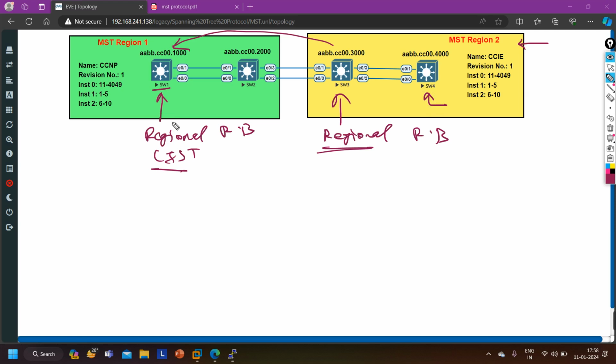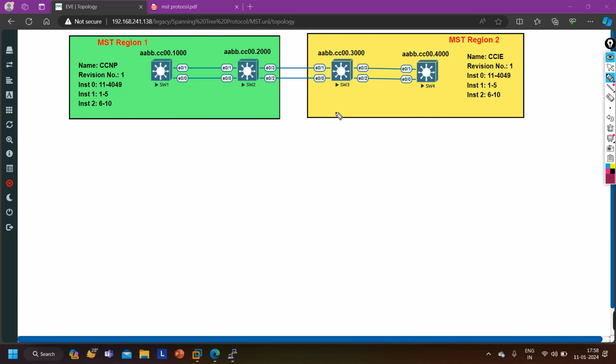Don't worry. But guys, before starting the configuration, let me discuss one more thing here. Between regions, again I am saying, you cannot achieve load balancing. The benefit of MST is that we can create a number of instances according to our requirement, and we can achieve load balancing. But again, between regions you cannot achieve load balancing. Here we cannot utilize both links, because let me discuss the MST BPDU again. Guys, the MST BPDU is similar to the BPDU of RSTP.